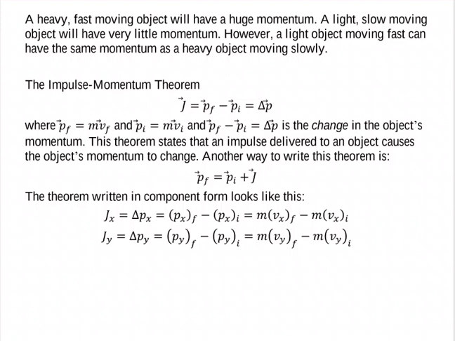So the impulse momentum theorem then is this. Now J is the what? Impulse. So the average force times delta T also. And then P is the what? Momentum. And so P sub F minus P sub I would be the change in momentum. Now your question is answered. So this is change in momentum.